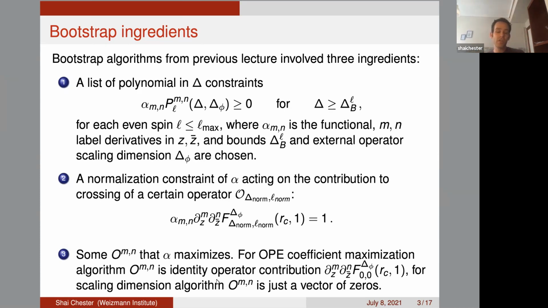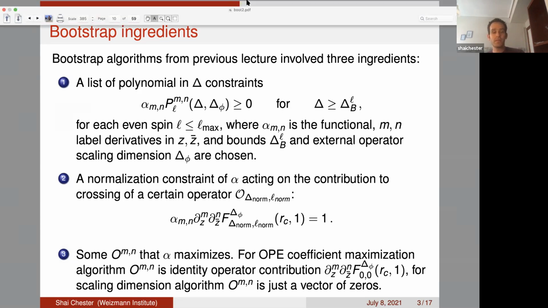For the scaling dimension algorithm, in contrast, the situation is a bit more trivial, where you're not really maximizing anything. So instead, you just have a vector of zeros. Okay, but these are the 3 ingredients. So it's constraints, a quantity you normalize, as well as a quantity you're maximizing. And that was the conclusion, basically, of the previous lecture.